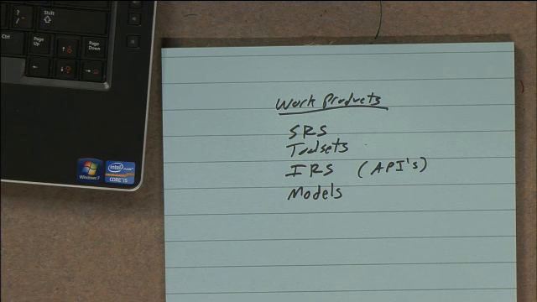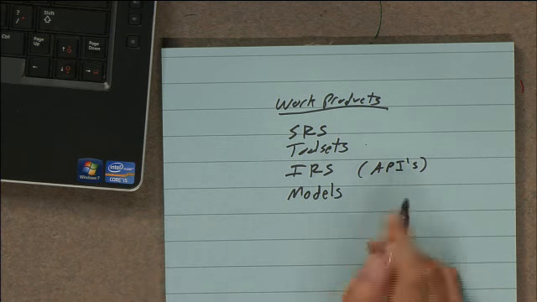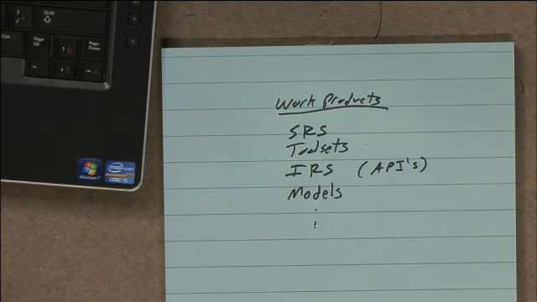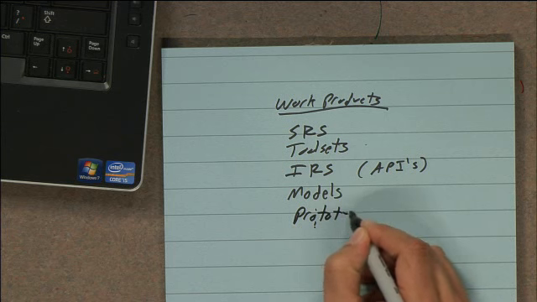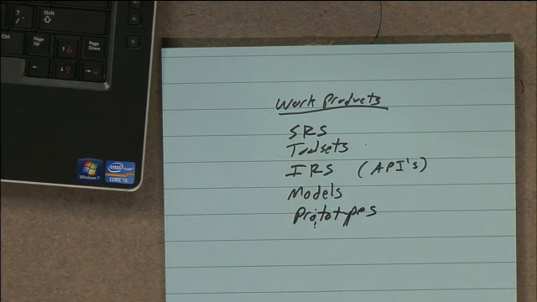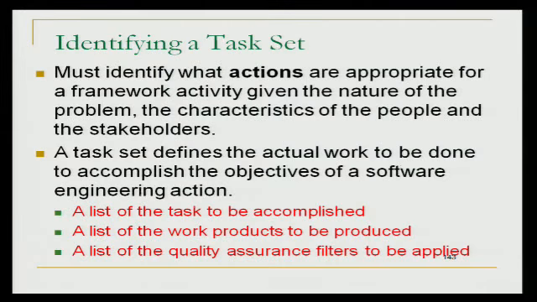Again, some of this varies based on the process you're following, et cetera, et cetera. So there can be a lot of work products, which ones are important, which ones just, prototypes. Prototypes is a work product that may or may not go to a customer. So there's a lot of work products that may get produced.